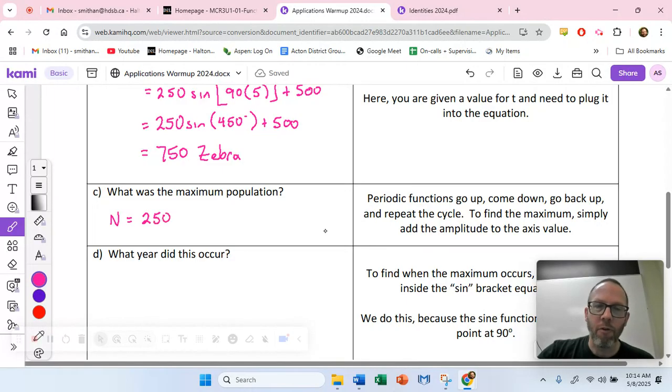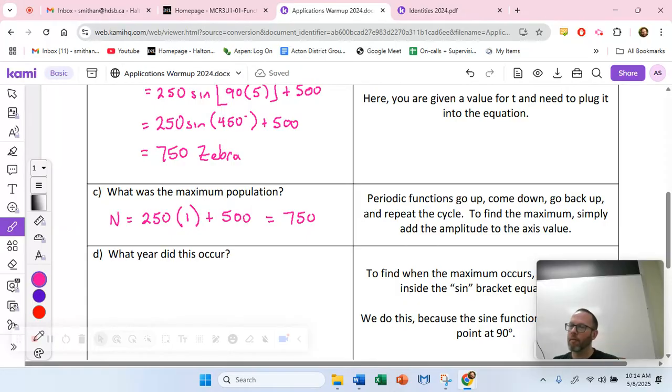The amplitude is 250, but I'm going to multiply by 1 because that's the highest all of that sine stuff can ever get, is equal to 1. And we're just adding 250. So essentially we're adding 250 and 500, 750 again. But I'm going to throw in that 1 just to emphasize it's because that's as high as sine ever goes. Now this is some new tech for you guys.